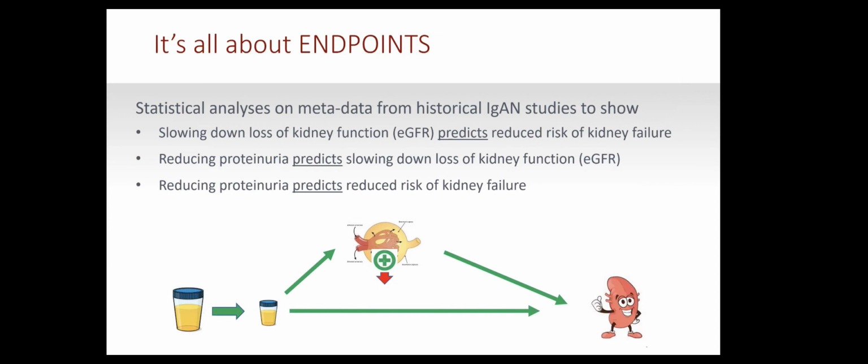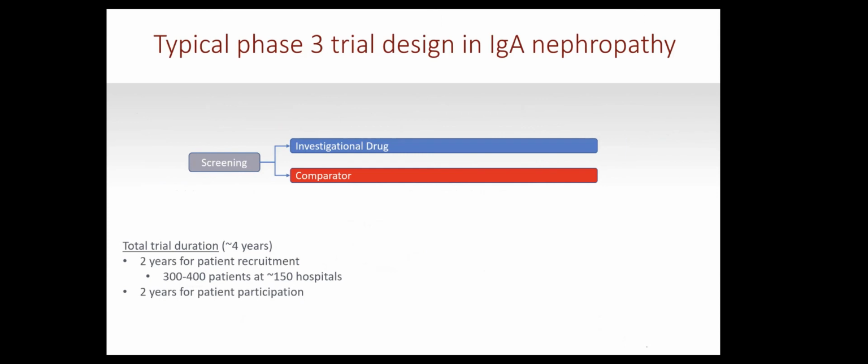So showing definitively and understanding the mathematical relationship between these variables gave regulatory agencies the confidence to say that we could use proteinuria, or reduction in protein, as a marker for conditional approval, and also rate of loss of eGFR as an endpoint for full approval. So what happens now in a typical phase 3 study? So how does it look? So we'll be screening patients, and we have our investigational drug and our comparator drug.